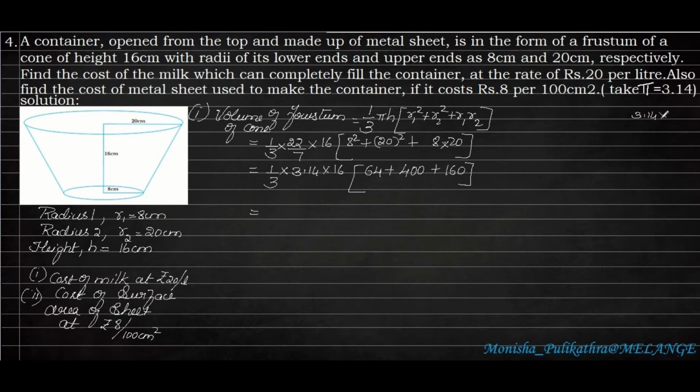So 3.14 into 16. So 6 4s are 24, 6 1s are 6, 7 8, 6 3s are 18. Next 3 1 4. So 4, 12, 10 and 5. So after 2 digits you have to put a point here. Okay, after 2 digits, that is 50.24. So here 50.24 divided by 3 into 400 plus 160 plus 64. So that is 624.